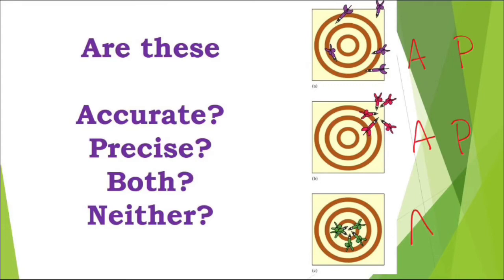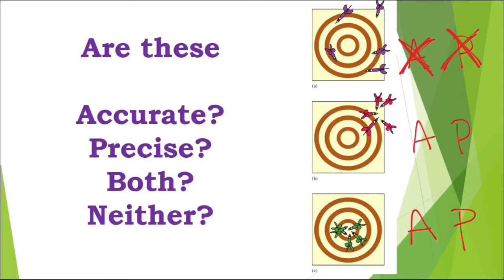So I'm just going to put an A and a P next to each of these so that I can either cross it out or give it a check mark depending on each. This first dartboard, our darts are scattered all around and none of them are anywhere close to the middle. And so that is not accurate because we don't have any darts that are approaching the middle, approaching the goal. And this is also not precise because we don't have any darts that are really close together, not consistent in the way that they're throwing these darts.